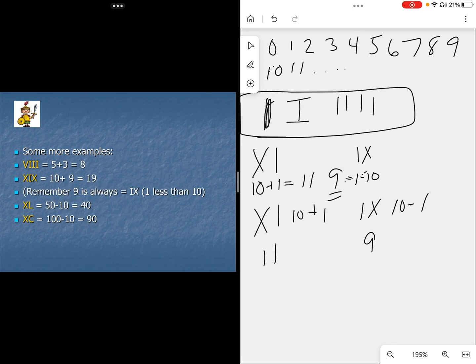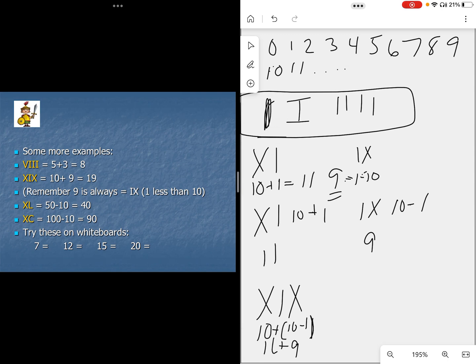So here's some examples right here. We're going to take a look. VIII: V is a 5, I is 1 plus 1 plus 1, which is 3. 5 plus 3 is 8. XIX. Now here's a little tricky one. Here you have 10 plus, but now we have a smaller number in front of a bigger number. So it's 10 minus 1. Well, what's 10 minus 1? 9. 10 plus 9 is going to equal 19.